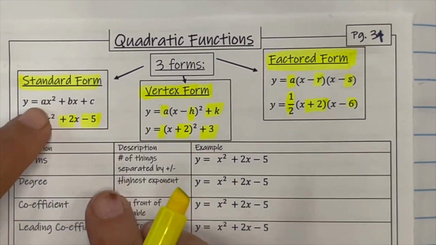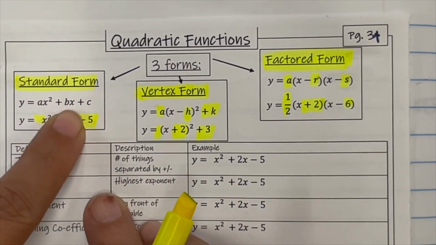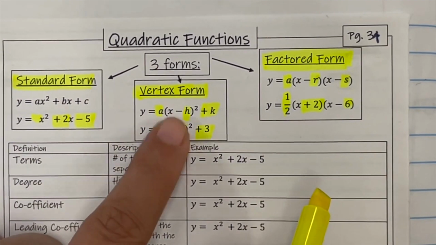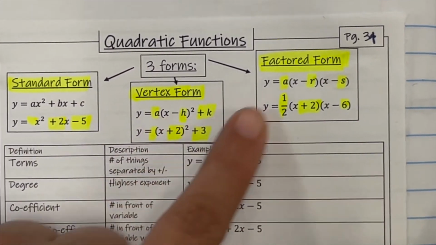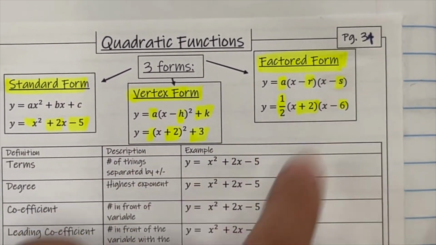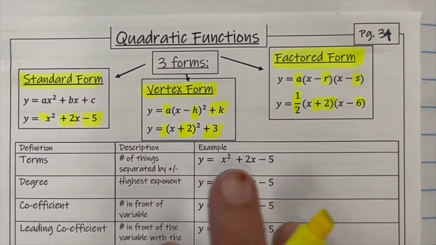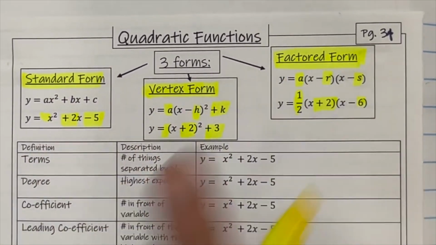But the big thing is standard form, it goes x squared, then x, then the number. If you have vertex form, one parenthesis with a squared. If you have factored form, no squared, two parentheses. Okay, very important that you're able to distinguish standard, vertex, or factored form.